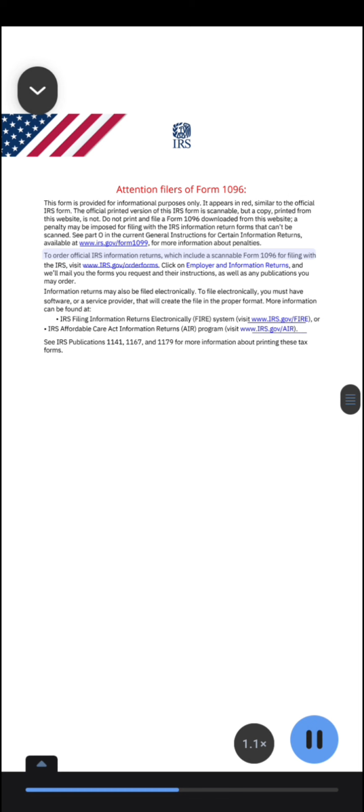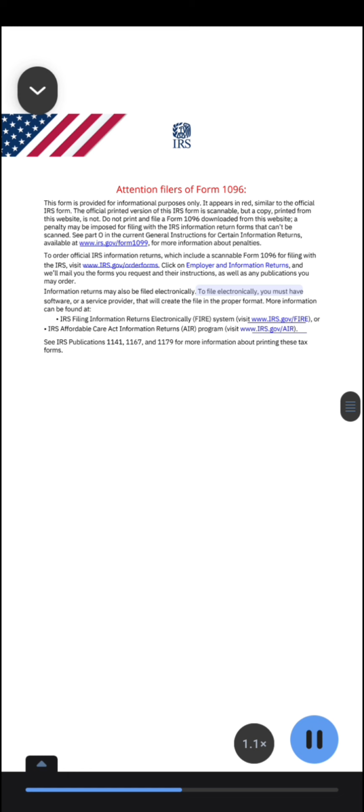To order official IRS information returns, which include a scannable Form 1096 for filing with the IRS, visit www.irs.gov/orderforms. Click on Employer and Information Returns, and we'll mail you the forms you request and their instructions, as well as any publications you may order.